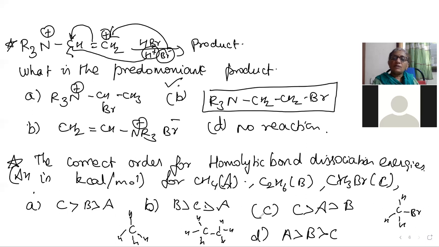So the order of homolytic bond dissociation energies: the least energy required will be for methane, A, then ethane, and then CH3Br. So this is the order. Understood?